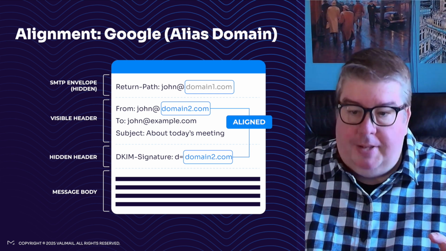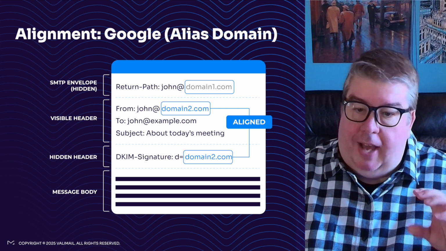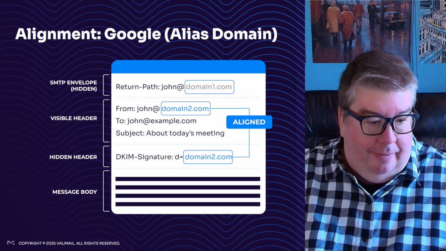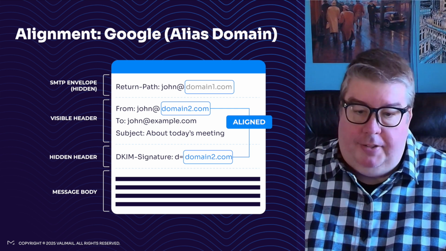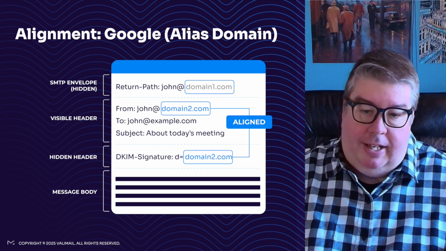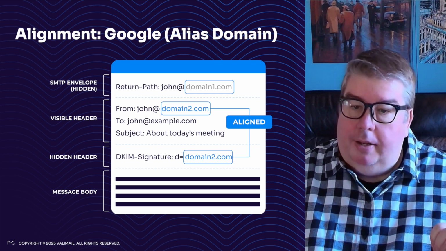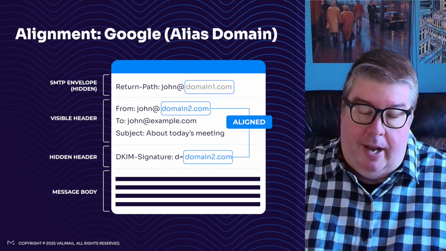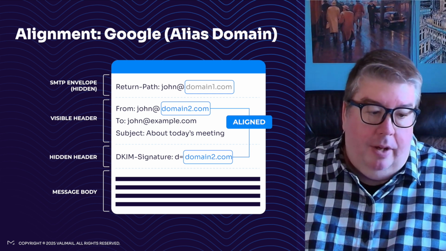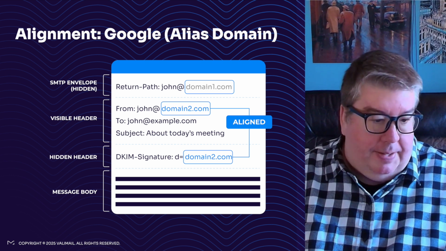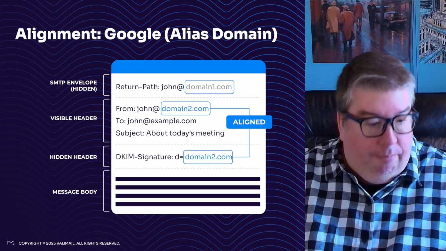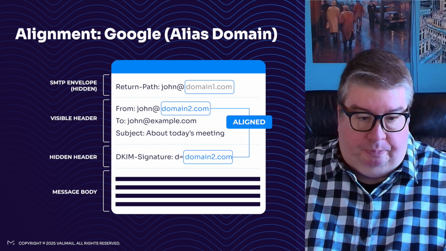The from address and the DKIM signature align. So you've got DKIM alignment, and that's enough to pass DMARC checks. So you've got DMARC alignment here. Again, just like with that ESP example, just because the return path is a different domain is not enough to sink you. This is still fine. This is still going to pass. That's the way Google Workspace works.